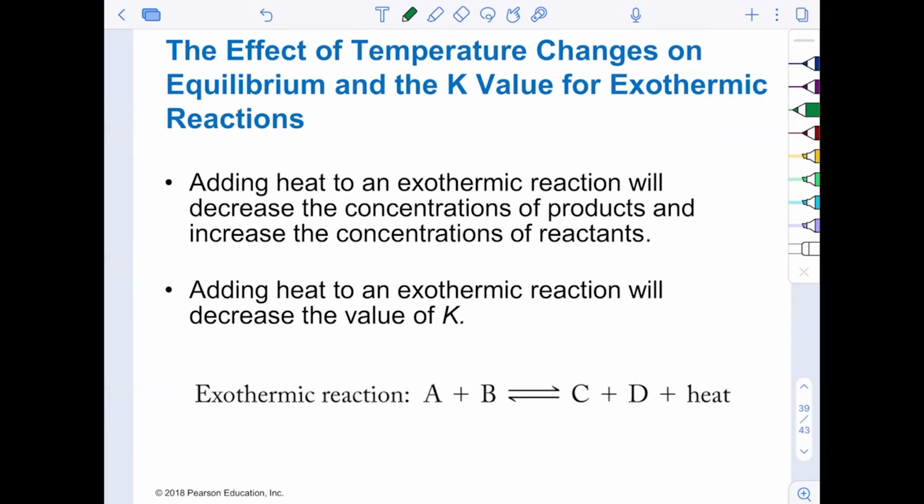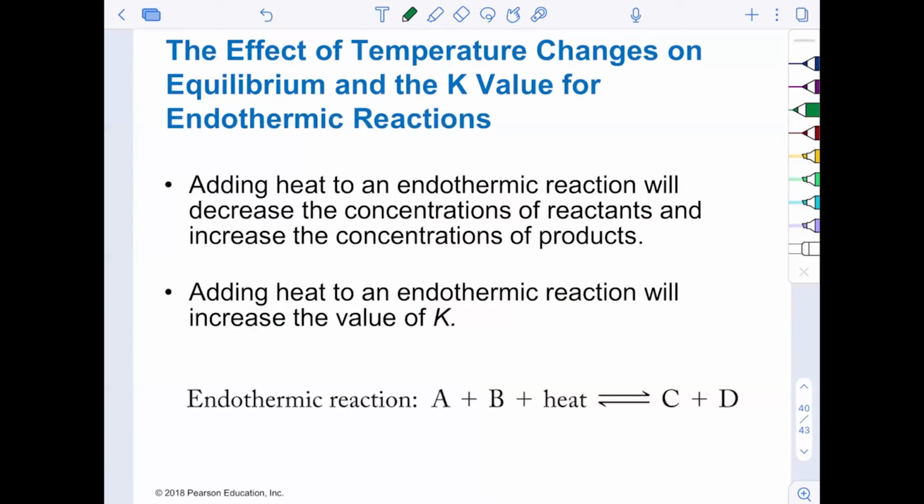In an exothermic reaction, remember that heat is released. Heat is acting as a product. There it is on the product side for an exothermic reaction. So adding heat is adding something on the product side, so the equilibrium will shift to the reactant side, which means we will be decreasing K. We will make less products, we will make more reactants, and therefore the denominator will get bigger.